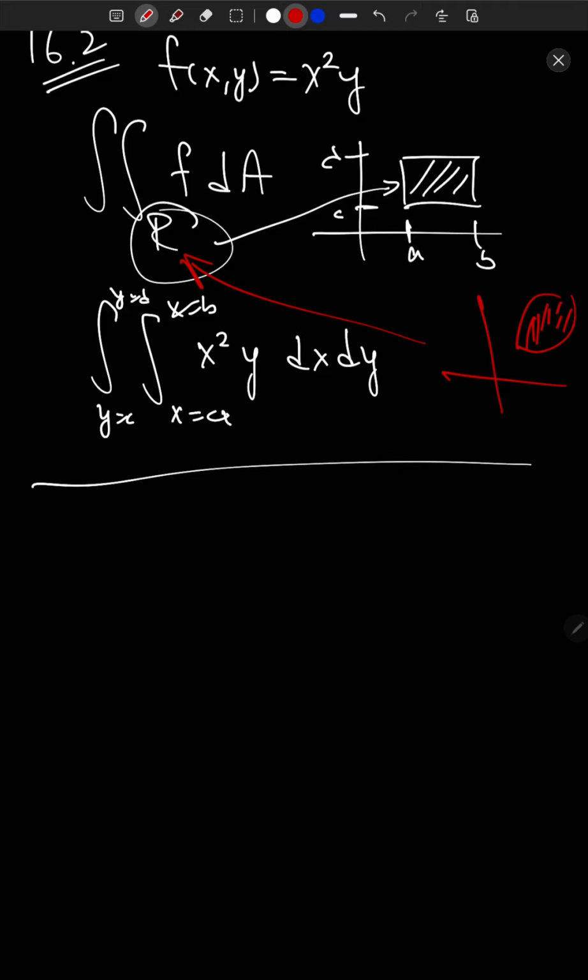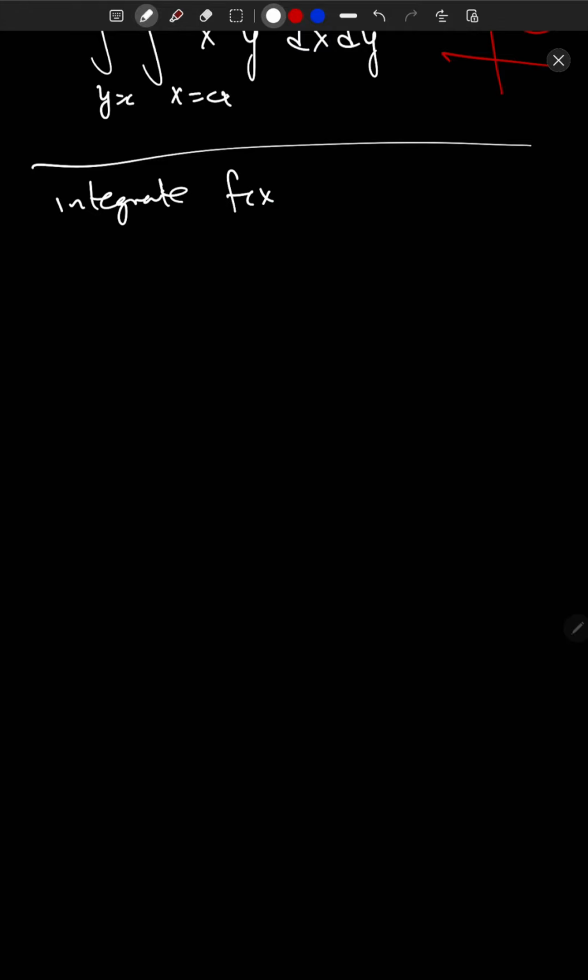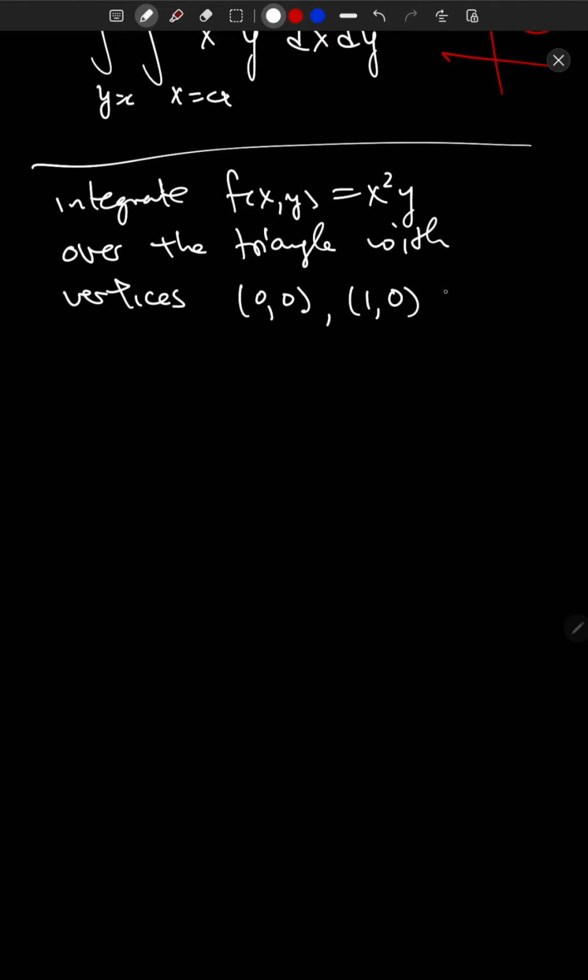Let's integrate f of x comma y equals x squared y over the triangle with vertices 0, 0, 1, 0, 1, 3. Okay, so that's the function we're going to be working with, and the region now is going to be a triangle with these vertices.